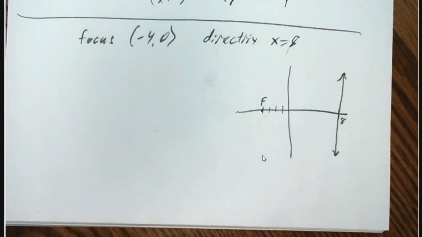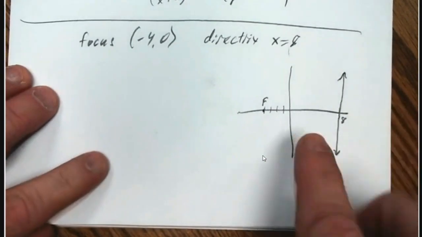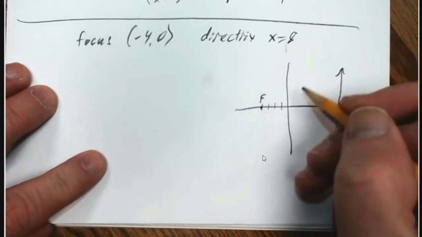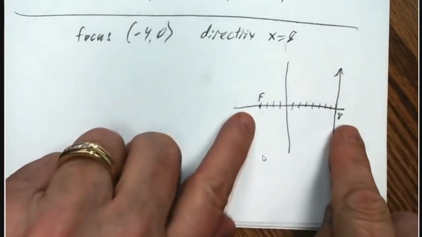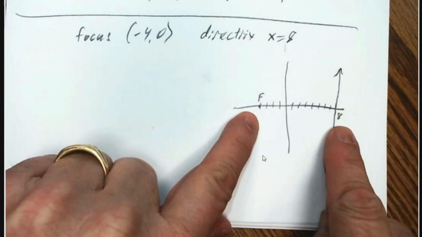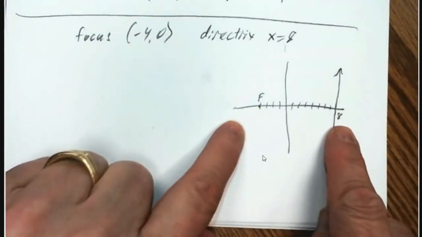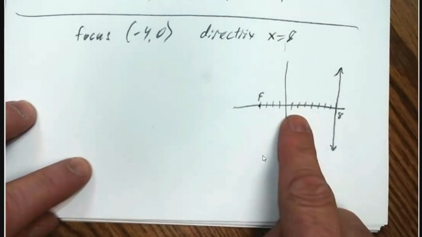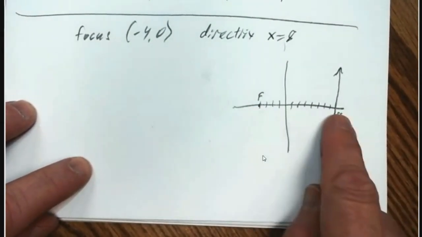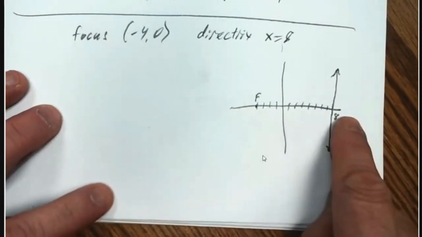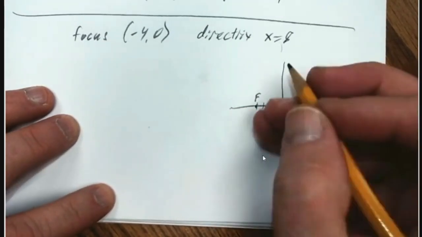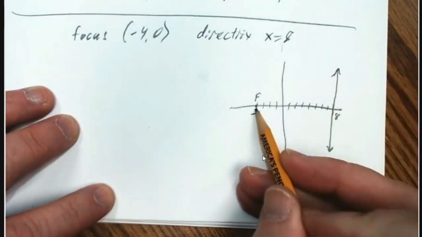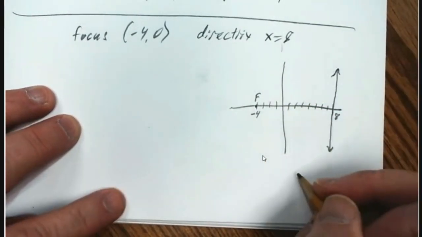So obviously we have a horizontal parabola. The focus is over here, and this is 8, right? So 1, 2, 3, 4, 5, 6, 7, that's an 8. What is our p? Remember, p is the distance from the focus to the vertex and the vertex to the directrix. The vertex is always going to be exactly in the middle. So how far is this? This is -4. From -4 to 8, there's a distance of 12.